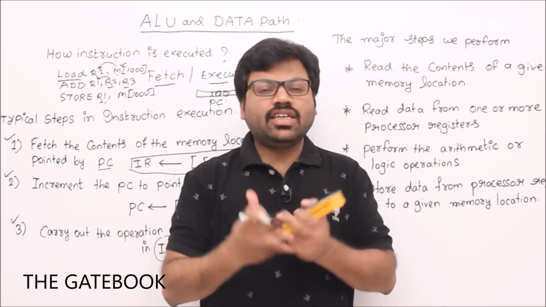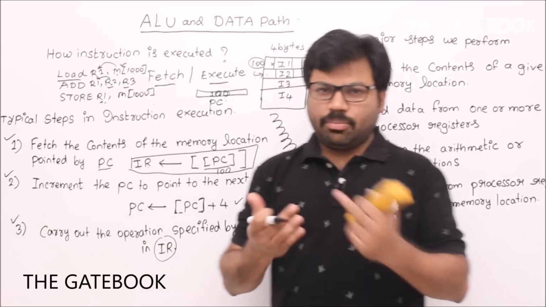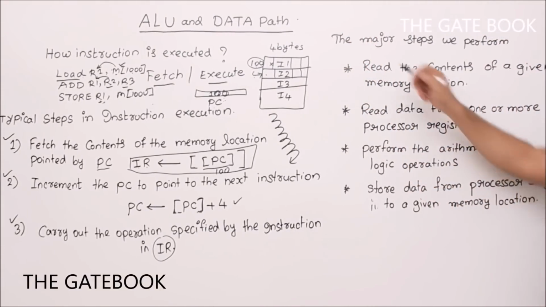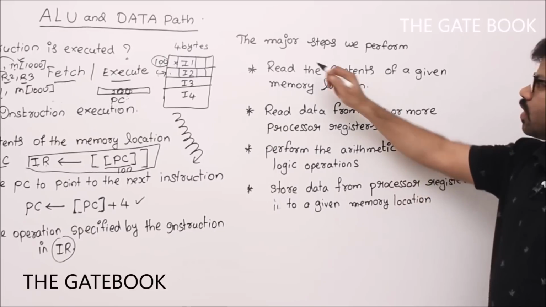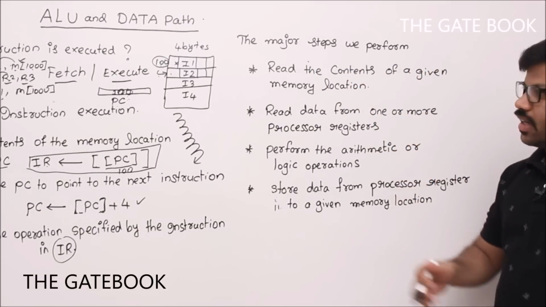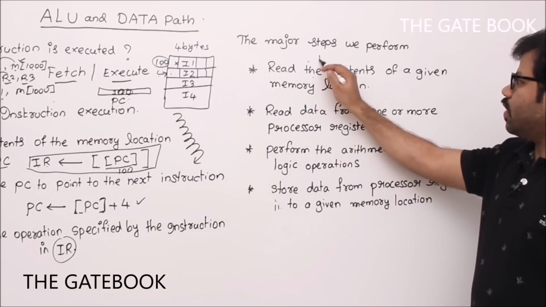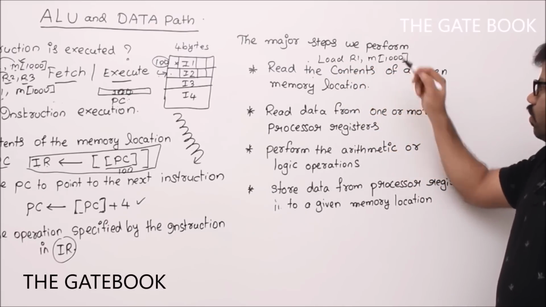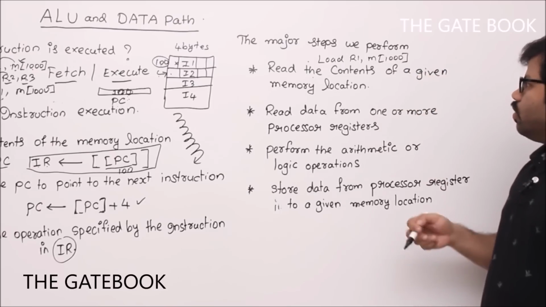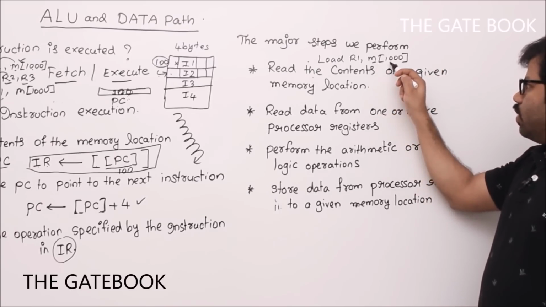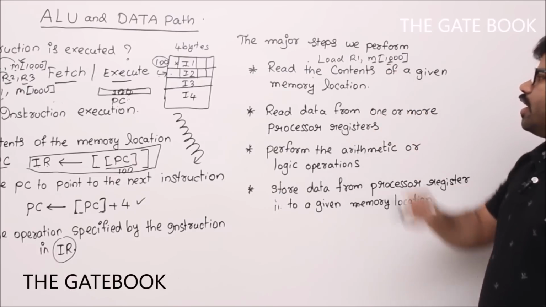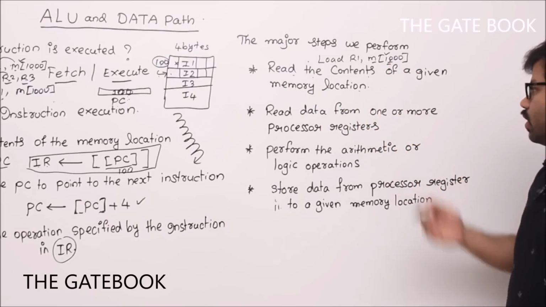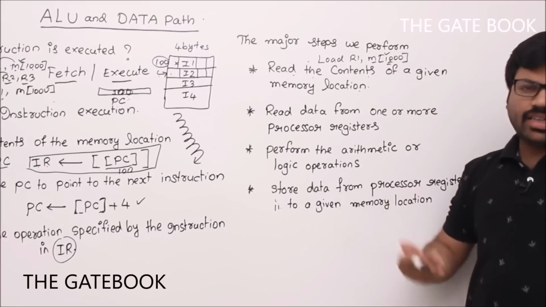What is that? The major steps in execution of any instruction, typically, you will be doing these four operations. See, the major steps we perform generally is reading the contents of a given memory location, correct? For example, the meaning of load R1, memory of 1000: whenever you are executing this instruction, we are going to take the value from memory location 1000 and transfer it into R1, of course. For that, we are reading the contents of a given memory location, correct? I am not saying that you always do that. It depends on the instruction.